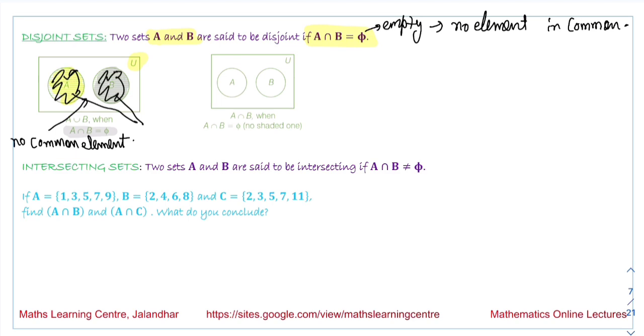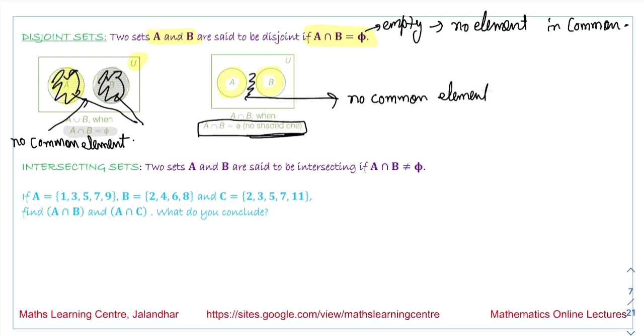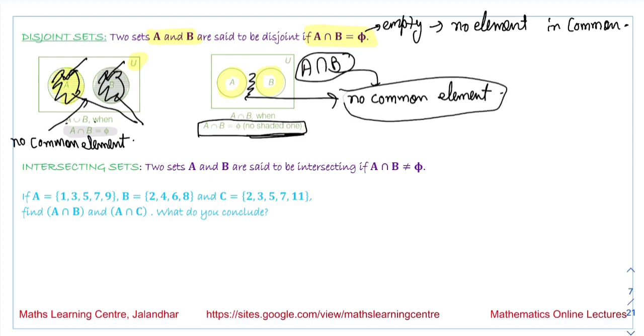And for the same sets, these are the two sets A and B. They have no element in common over here. Their intersection is the empty set. There is no shaded region over here, there is no common element. So when we are talking about A union B, it means all elements of A and all elements of B. When we are talking about A intersection B, it means the common elements. There is no common element, so this set is empty. So these two sets A and B are disjoint if their intersection is empty.